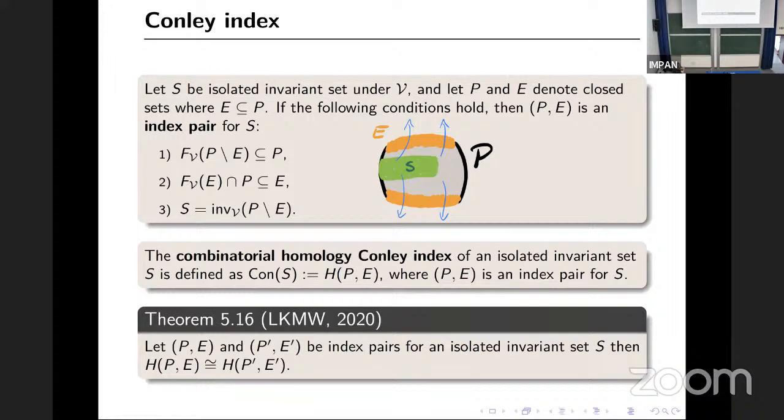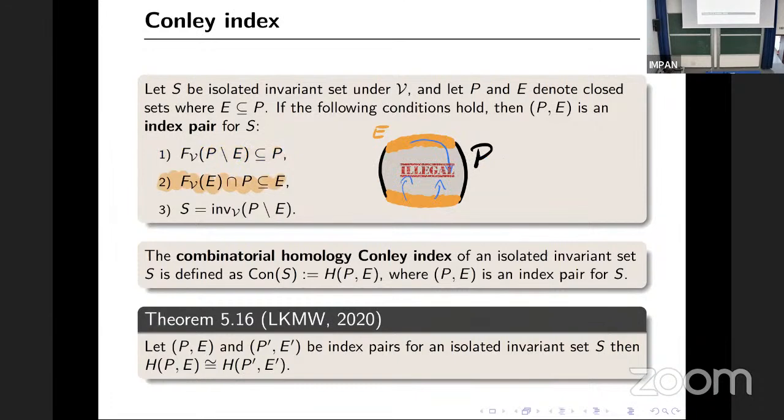It describes the nature of the set, and it is defined as a relative homology of a so-called index pair consisting of two closed sets. So we define an index pair for an isolated invariant set S as those two sets, such that E is a subset of P, and those two sets must satisfy three standard conditions. The first condition tells you that if you are in P, you cannot escape P without going through E. E is our exit set.